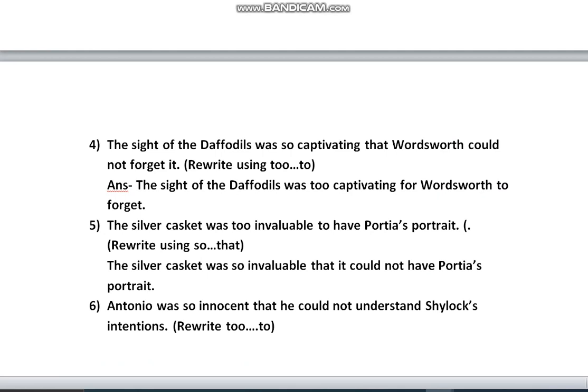This is a negative sentence. Antonio was so innocent that he could not understand Shylock's intentions. This is a negative sentence, so the answer will be a positive sentence. We will not write not in the answer. The answer is: Antonio was too innocent to understand Shylock's intentions.